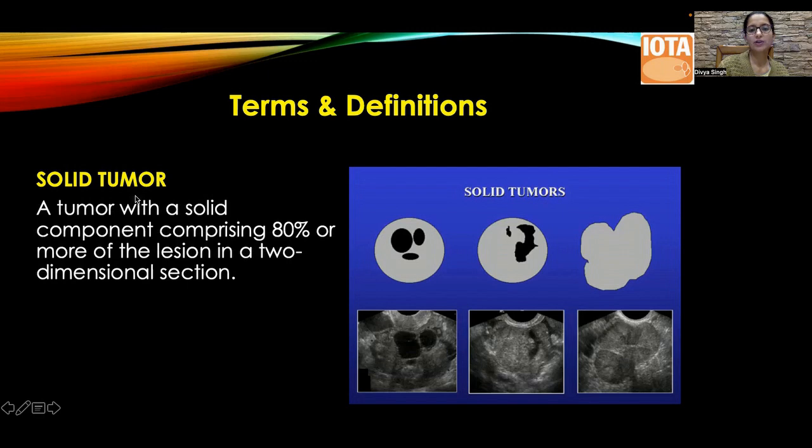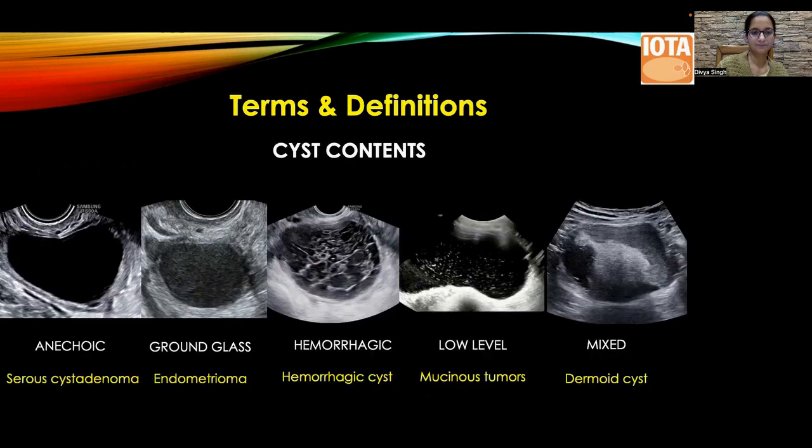And finally, the solid tumor. A solid tumor is a tumor which comprises at least 80% or more of solid component in a two-dimensional section. As you see here, this is one image of 3 different lesions. This is completely solid. This one has some cystic component, but you can see in both these lesions which have some cystic component, the solid part comprises 80% or even more of the lesion, and hence these lesions will be termed as solid lesions.